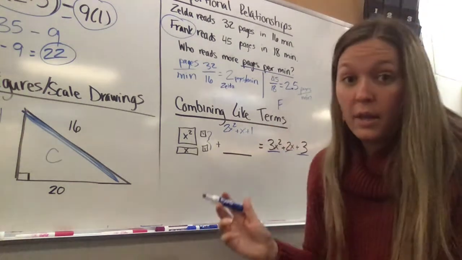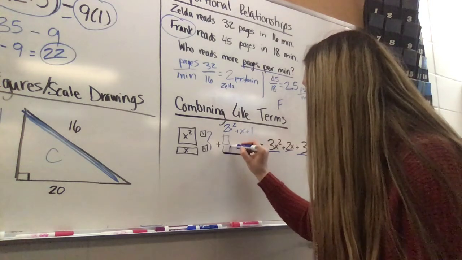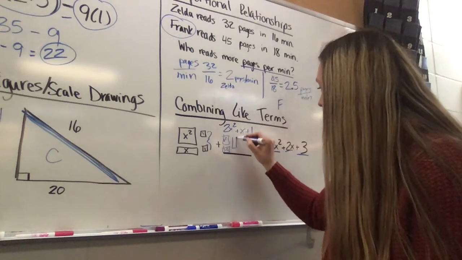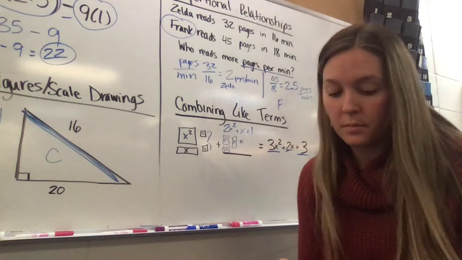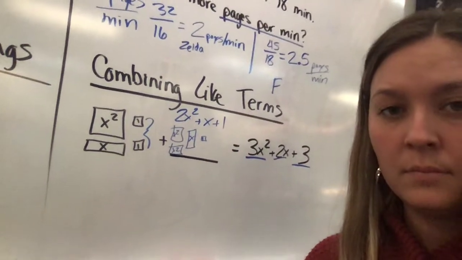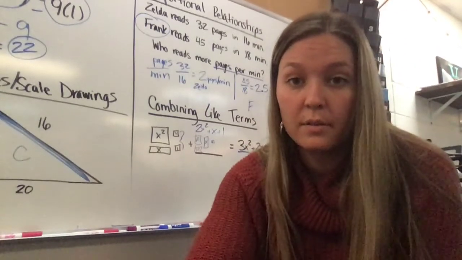You could also draw these. So 2x squareds, 1x, and 1 unit tile. Okay, so I'll get you a little closer there to see what I did. Okay, so those are the 5 objectives that are going to be on the Chapter 4 test.